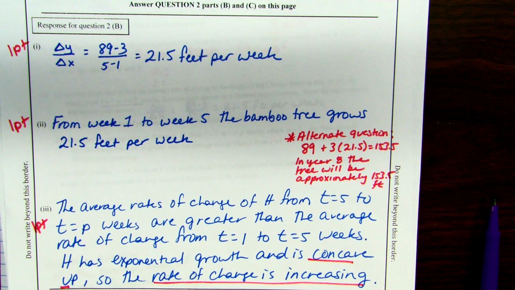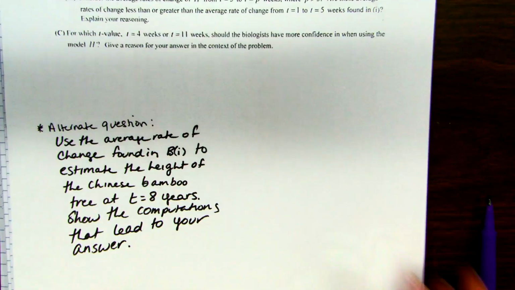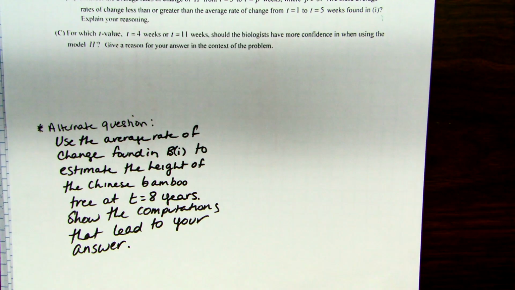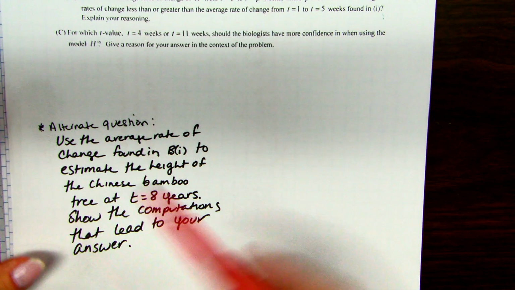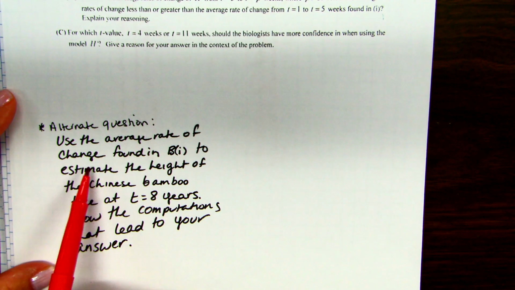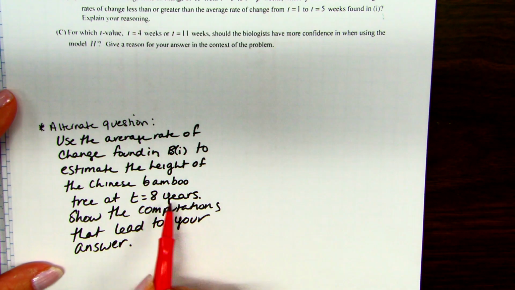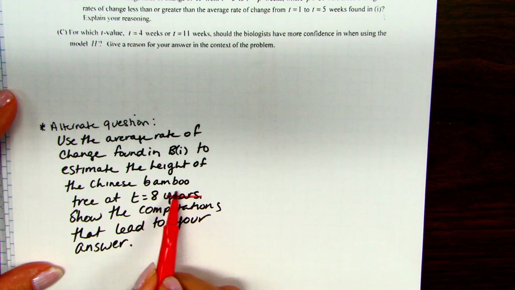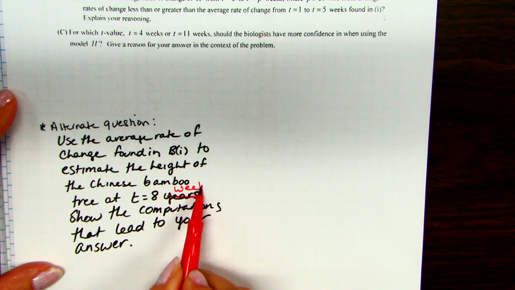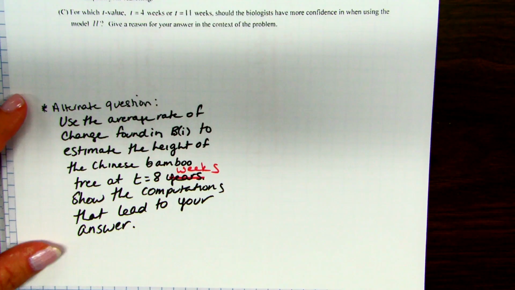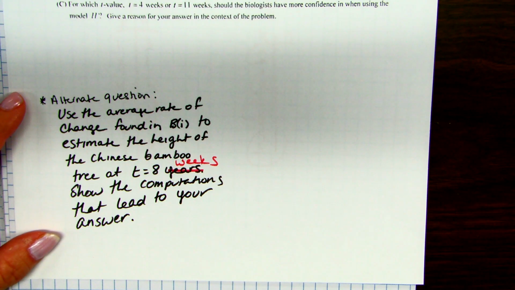Let's talk about that alternate question, which I think you might see. I'm guessing, but I'm just going off of last year. Use the average rate of change that we just found to estimate the height of the Chinese bamboo tree at t equals 8. I meant to put weeks there, not years. Sorry, we're talking about weeks. I apologize. Show the computations that lead to your answer.